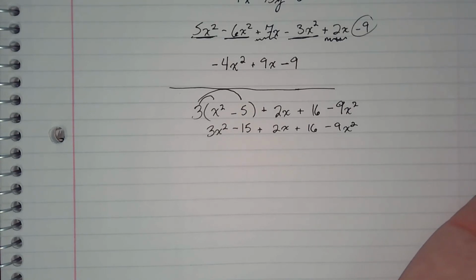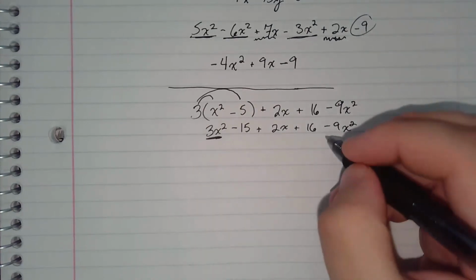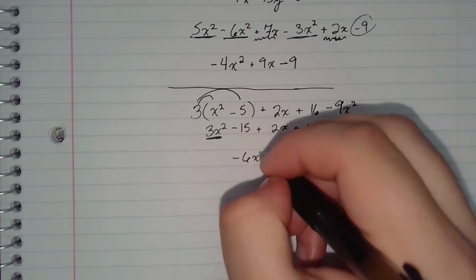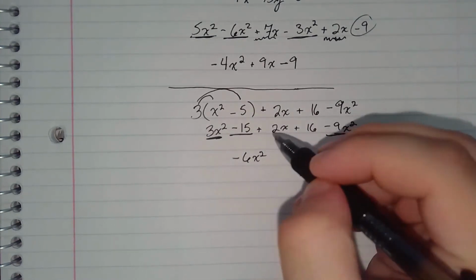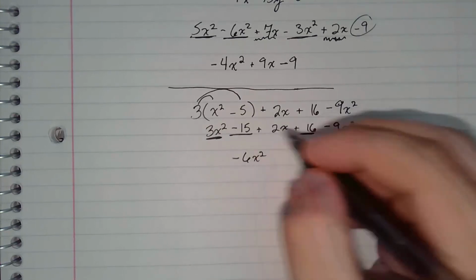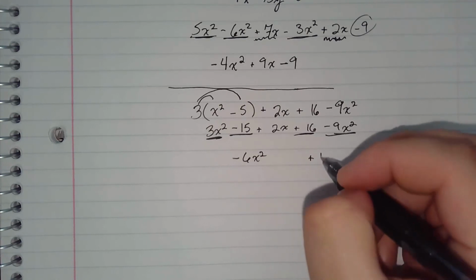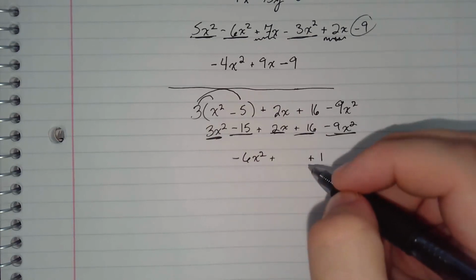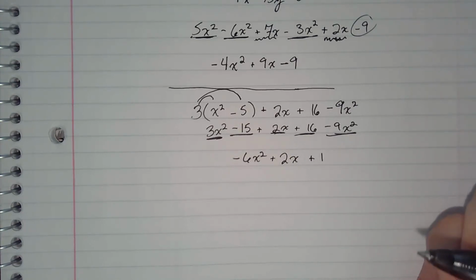Alright, so again, I like working from left to right, so I have 3x squared, and I look for everything else with an x squared. Got negative 9x squared. 3x squared minus 9x squared is negative 6x squared. Have a constant of negative 15, and then I just look for my other constants. I have positive 16, negative 15 plus 16 is a positive 1, so I'm going to put that over to the side. And then I have a 2x there, and that's the only thing with a variable of x to the power of 1. So I can just bring that down. And your final answer should be negative 6x squared plus 2x plus 1.